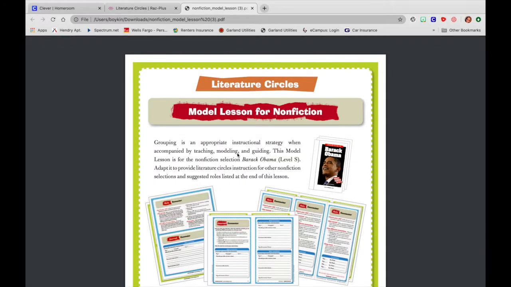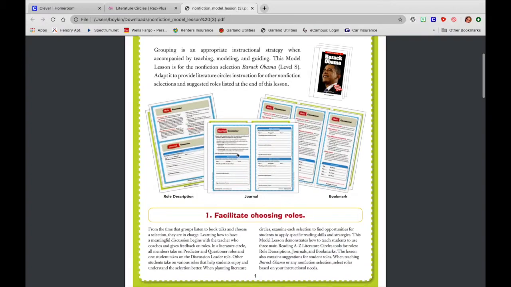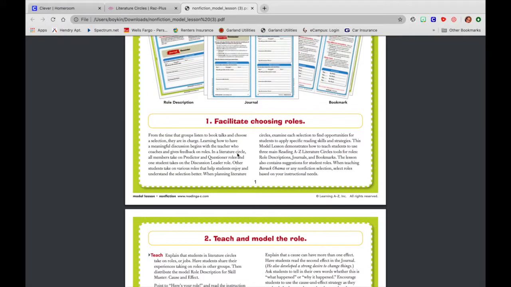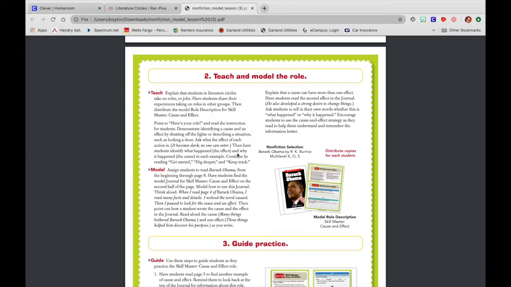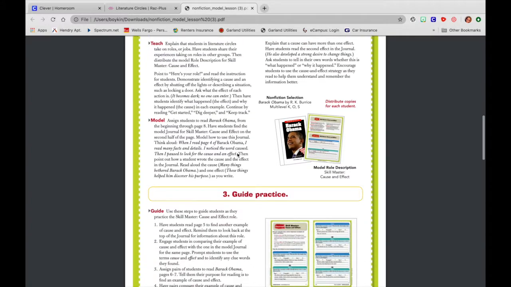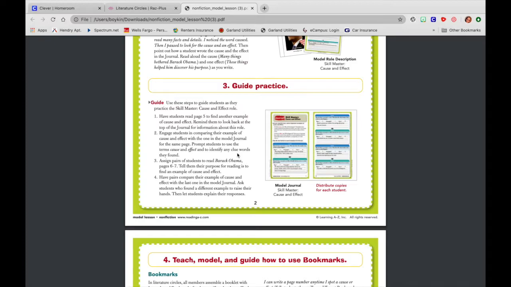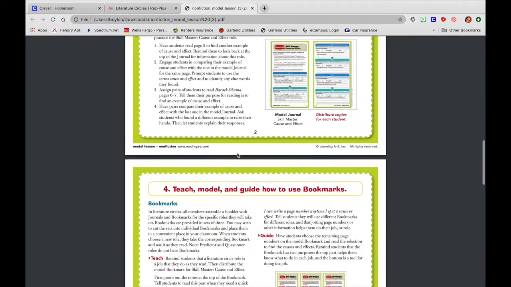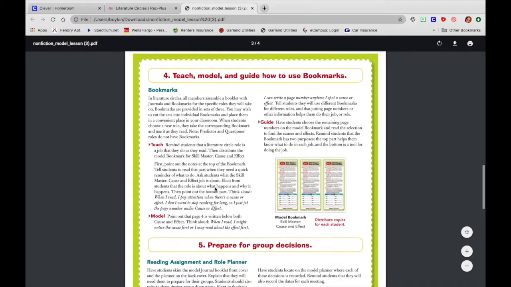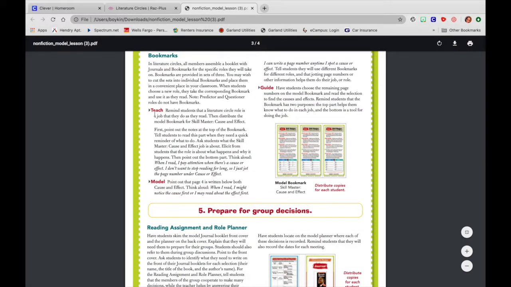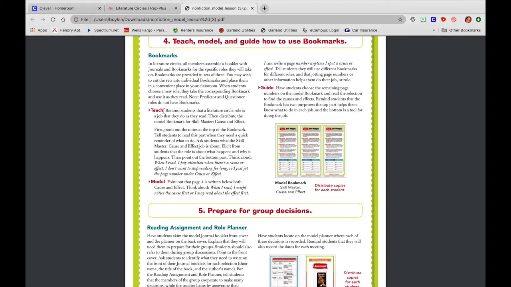And then you'll have an entire teacher's guide that will take you through how to actually introduce those roles to the students, how you can teach and model each role so they understand what those roles are, how to give a little guided practice. It'll show you how to use the student pages that they'll put in their journal. It'll give you a little bit of insight on why they include bookmarks and why those are important when you're looking at the skill master.